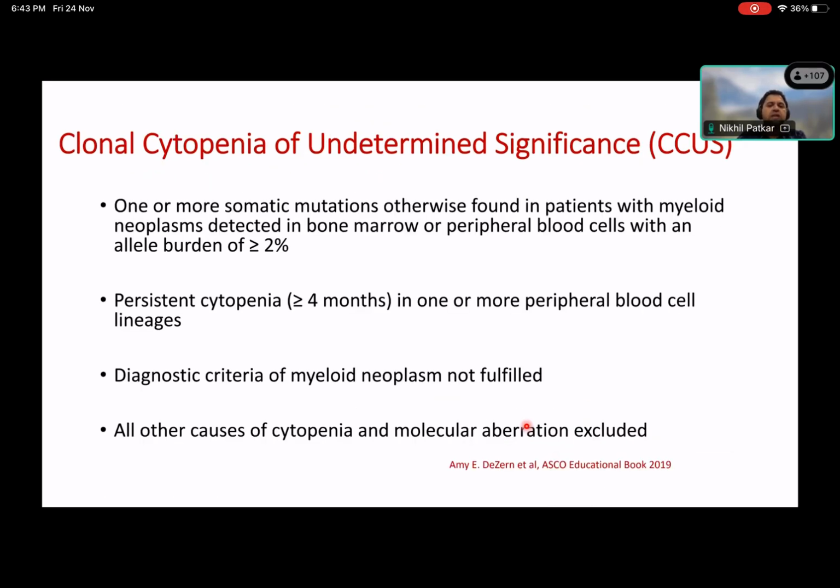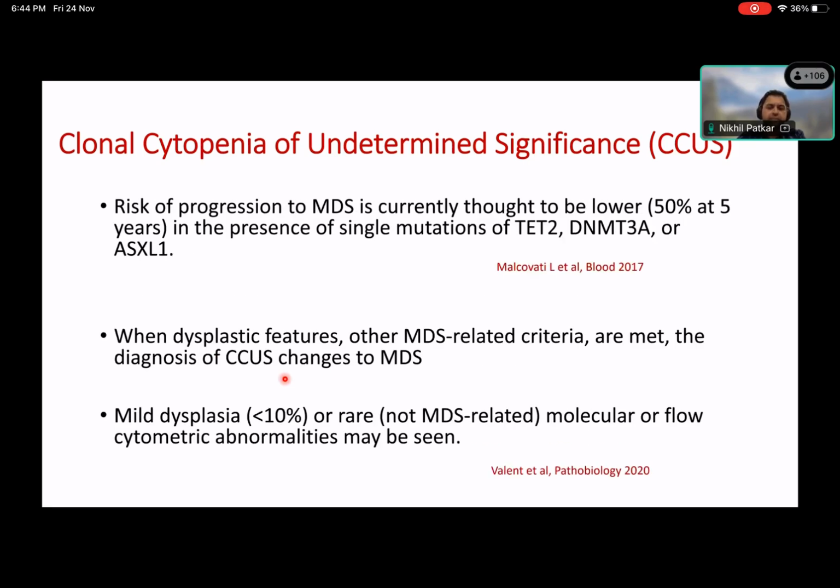So CCUS, or clonal cytopenia of undetermined significance, is defined as the presence of one or more mutations, otherwise detected in myeloid neoplasms, at a variant allele fraction of more than 2%. The patient has to have had persistent cytopenia for more than 4 months in one or more of the peripheral blood lineages. The diagnostic criteria of myeloid neoplasms must not be fulfilled, and all other causes of cytopenia and molecular aberrations must be excluded. The risk of transformation to MDS is currently thought to be lower, at 50%, in the presence of a single DNMT3A or ASXL1 mutation. When dysplastic features or other MDS-related criteria are met, the diagnosis of CCUS then changes to MDS.